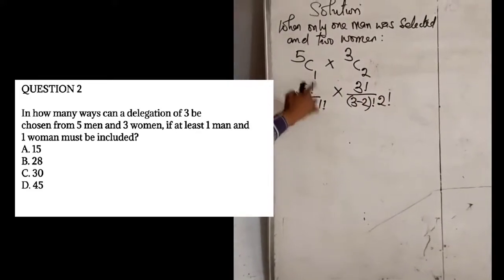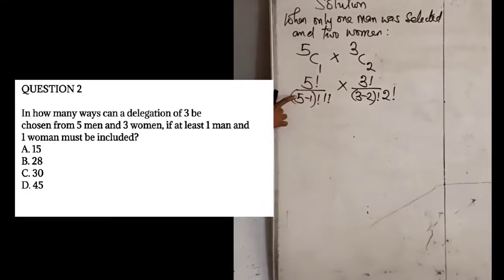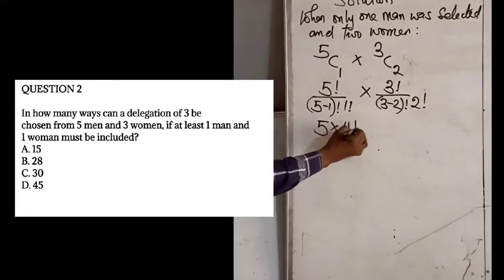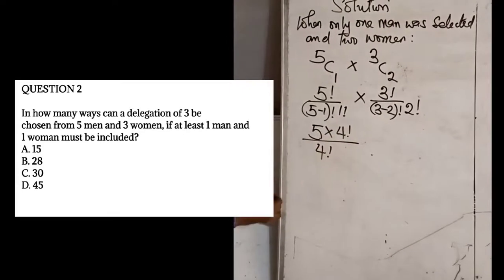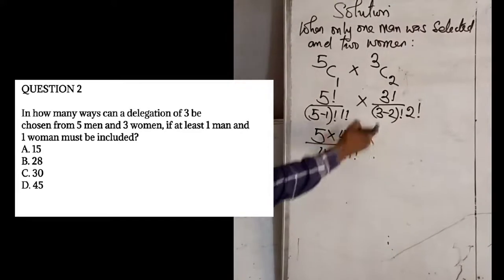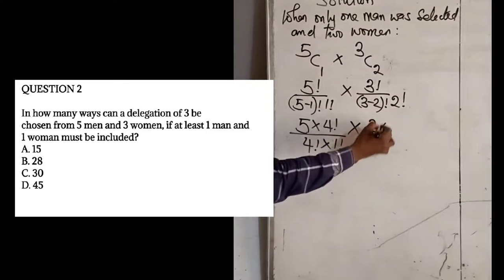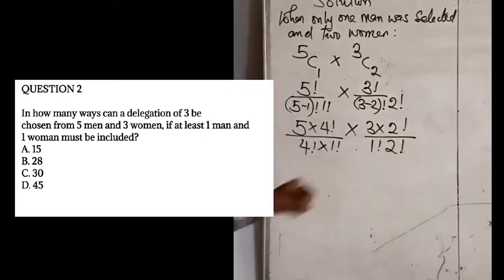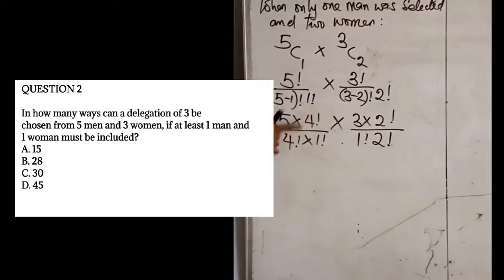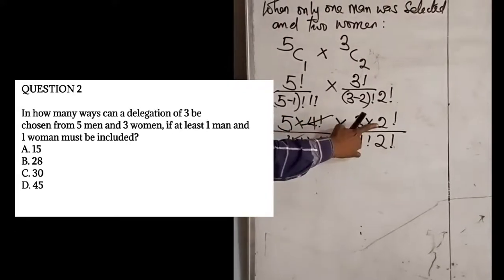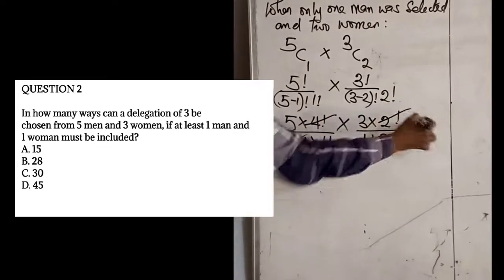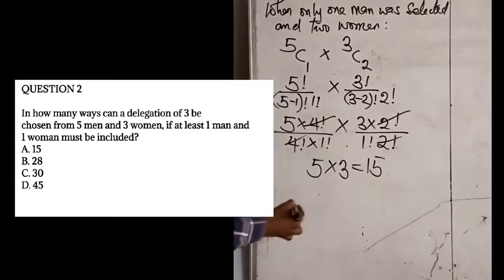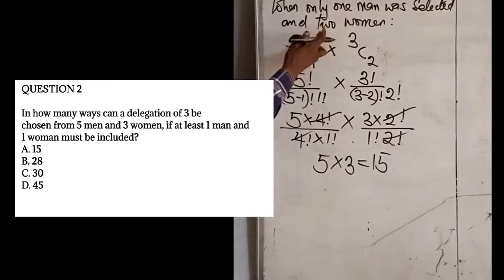So 5 factorial means 5 times 4 times 3 times 2 times 1. At the denominator, you also have 5 minus 1, which will give you 4 factorial. What we just simply do is 5 times 4 factorial at the numerator, all divided by 4 factorial times 1 factorial. The same thing applies to this part of the question. This becomes 3 times 2 factorial, all divided by 3 minus 2, which gives 1 factorial, then 2 factorial. You can observe that 4 factorial is at the numerator and also at the denominator, so you can cancel out. Same thing, 2 factorial is at the numerator and also in the denominator, so it can cancel out. What is left is just 5 times 3, which will give us 15. This is when one man was selected and 2 women involved in the selection.